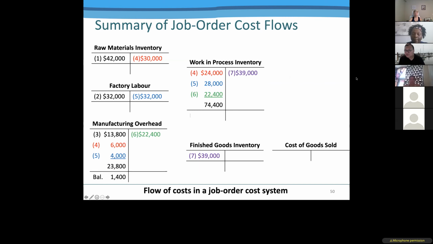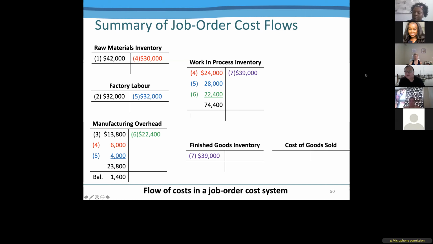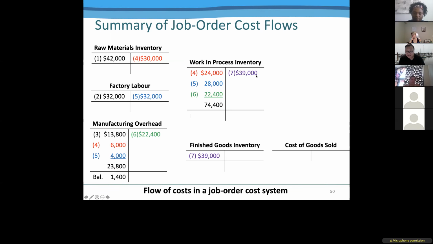I will try to give the opportunity to people. Oh, Nima? Is that cost of goods manufactured? Very good. This is the cost of goods manufactured. So that 39,000 is removed from the work in process inventory because they are 100% completed, right? So these are the cost of goods manufactured. So now my work in process inventory balance is 35,400.